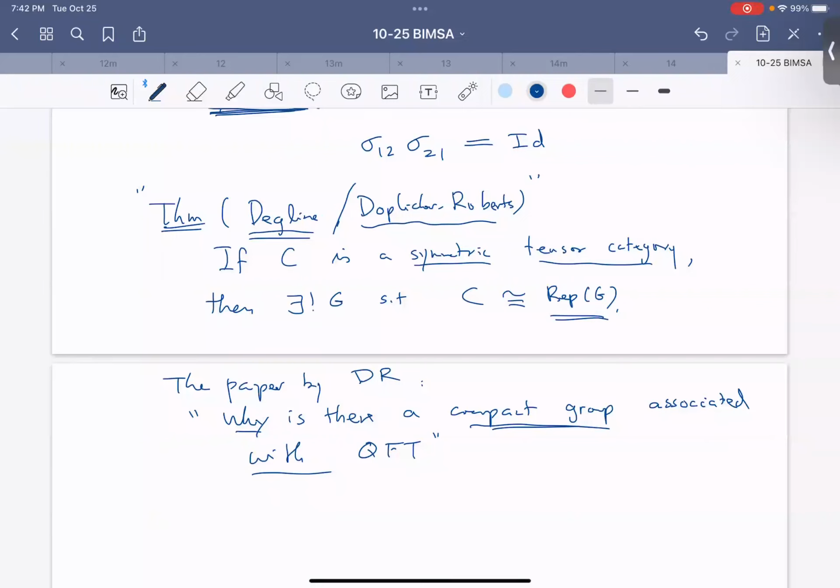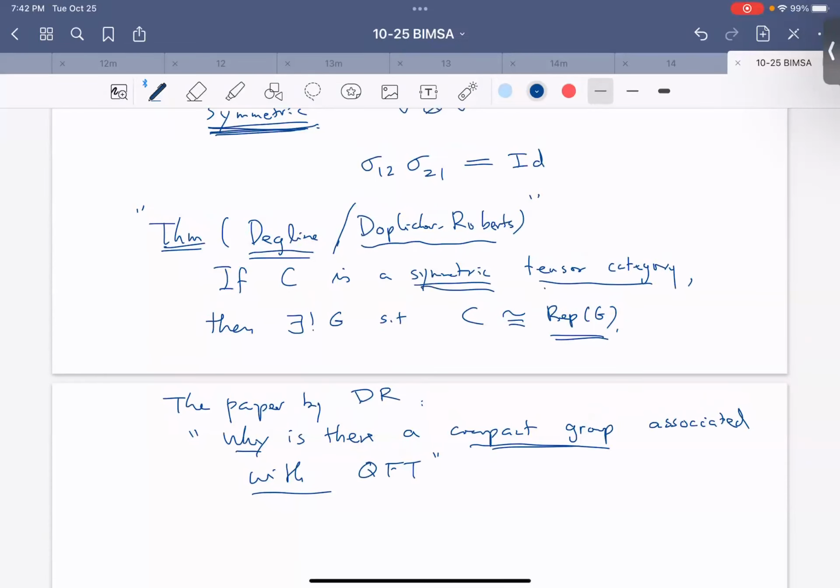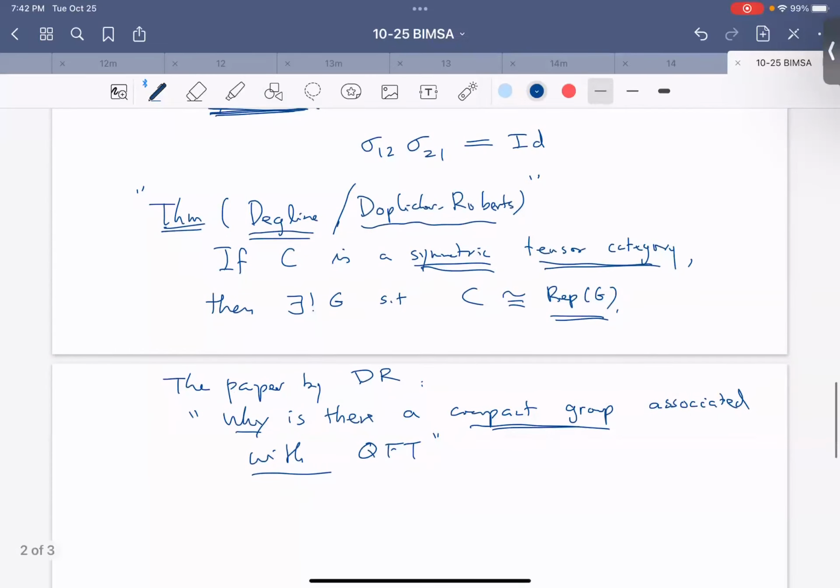Okay, so what are we reconstructing here? So we're given some theory with some abstract structure, and we can abstract those structures and get some kind of category, in this case, a symmetric tensor category. And what is being reconstructed here is this compact group, okay?